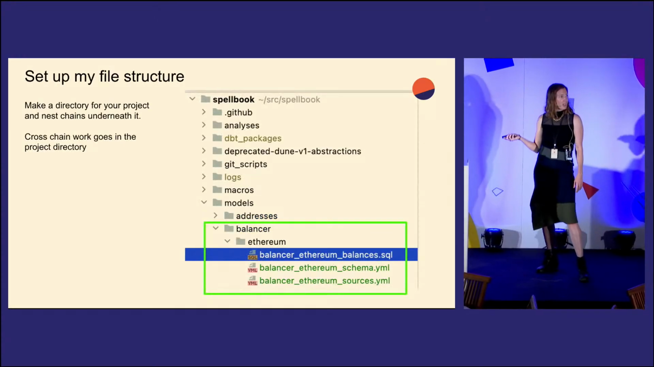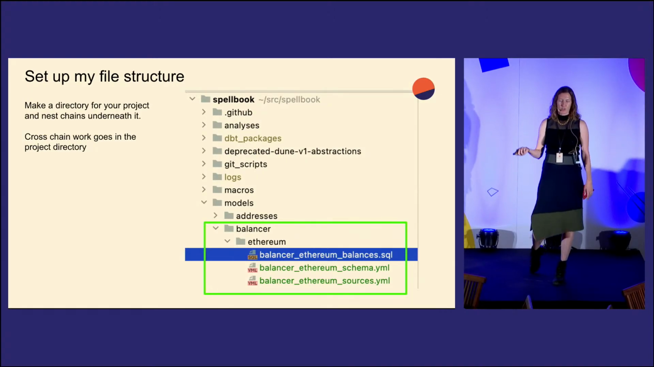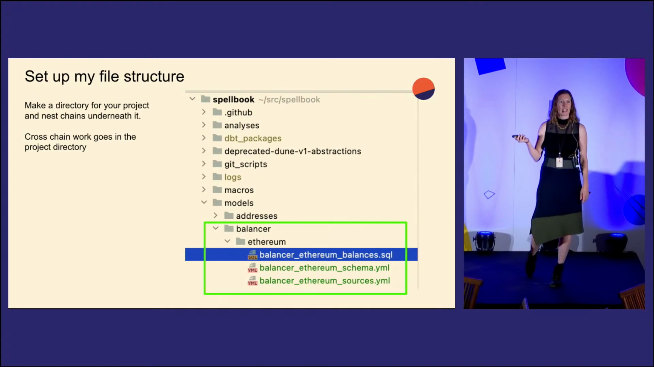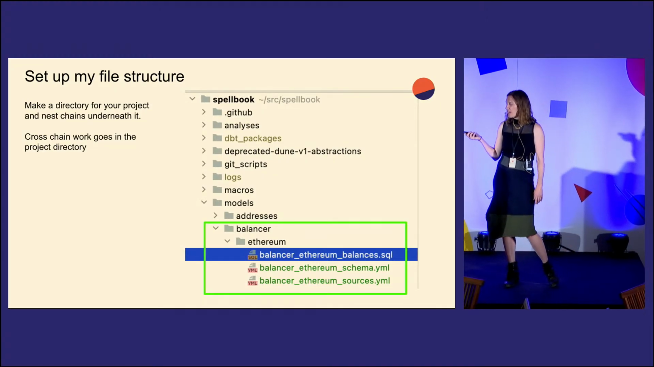Then we're going to go back into Spellbook and set up a file structure. You're going to add a project folder for Balancer, and then underneath that, Ethereum.